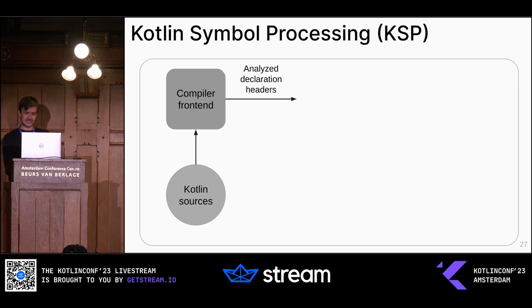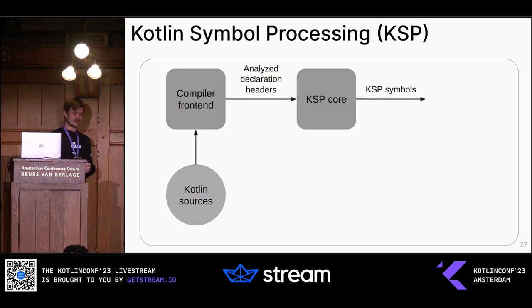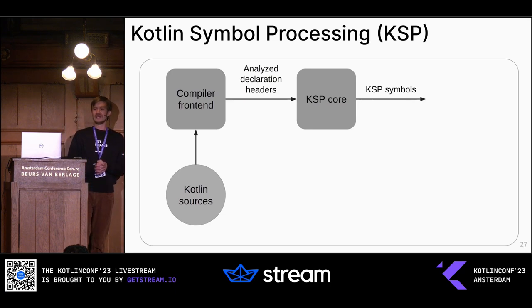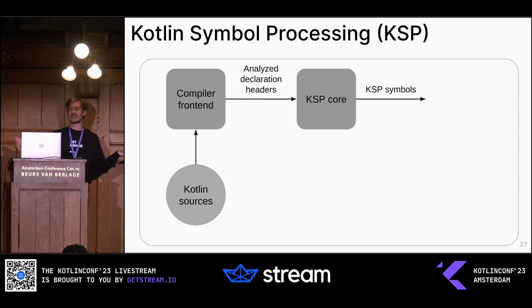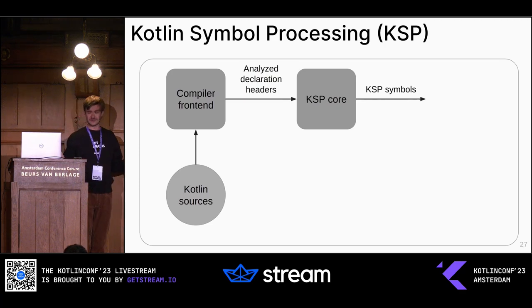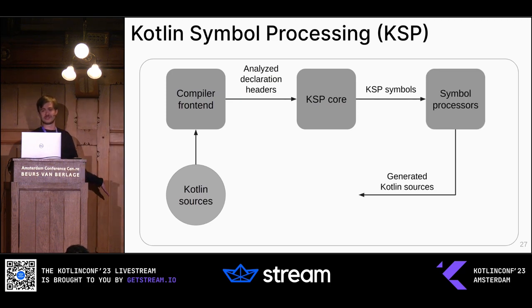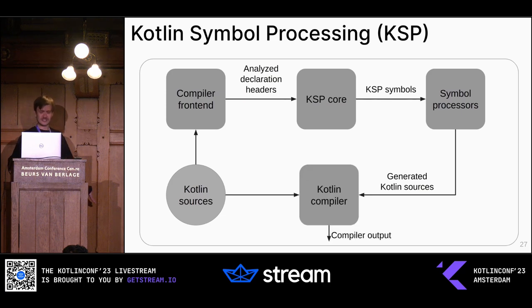Well, the next one is Kotlin symbol processing. The start is the same. The compiler front end runs and produces analyzed declaration headers. But we don't require the back end's first pass for Kotlin symbol processing. Instead, the KSP core runs and produces so-called KSP symbols, and they are the base for this approach. Then we can run symbol processors written by users to generate some Kotlin sources. Here we can get new classes, new top-level functions, new top-level properties, and so on. And then we again require the second pass of the compiler. Originally this approach was developed for Android projects, but it's not limited to Android only.